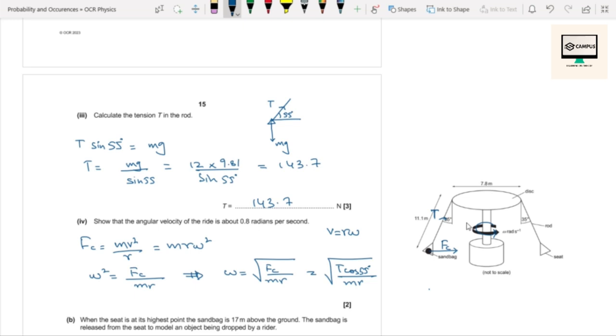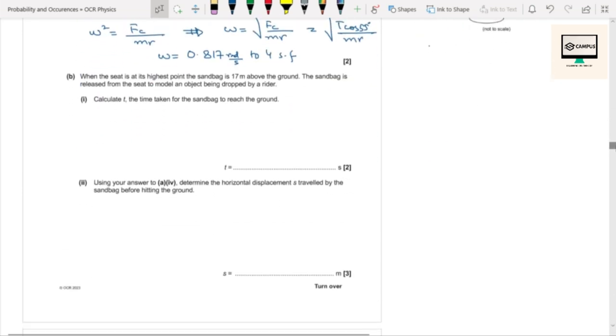So plugging things in here, we have the tension 143.7, mass is 12, radius we found as 10.26 meters. So omega comes out as 0.817. Yeah, we may write it as four significant figures. So that is about 0.8 radians per second. Since the units are not mentioned, we may write radian per second. All right, moving onwards. That's part B.